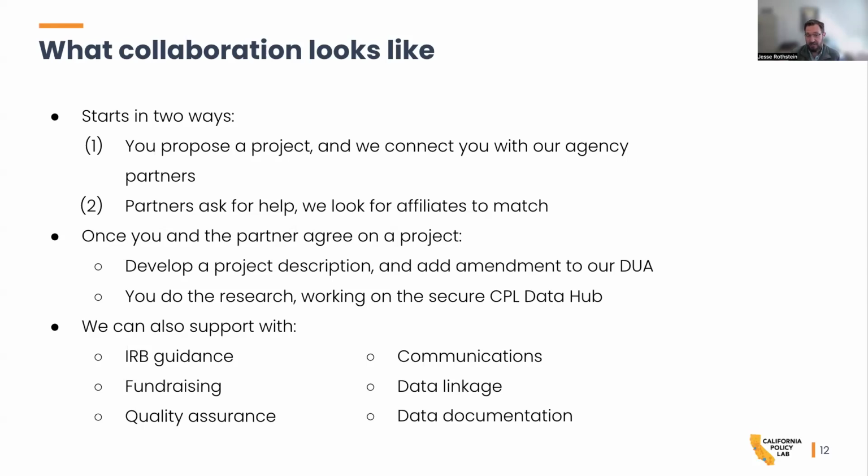We get agreement between the researcher and the partner on what that description looks like, and then we execute an amendment to the data use agreement. In the ideal case, that doesn't have to go back to all of the campus offices that have to approve initial data use agreements and all the agency lawyers who have to do it. And so we can execute these amendments much faster than we were able to execute the original data use agreement. It's not always that fast, but it is faster.